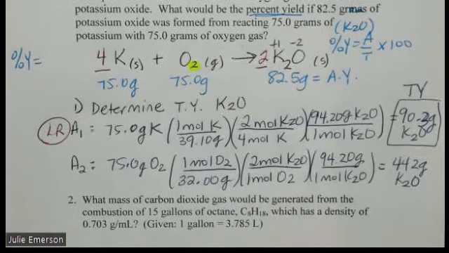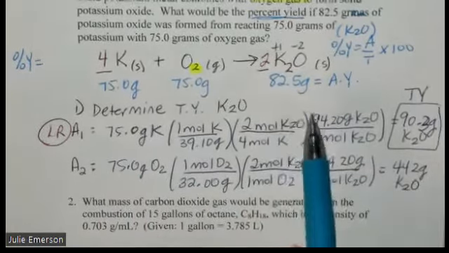So this one, oh, so the 442, I took 75, let me type it in, divide by 32, and then times 2 and times 94.2. Yeah, so I got 442. So I took, oh, okay, no worries.